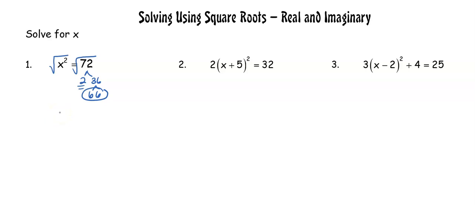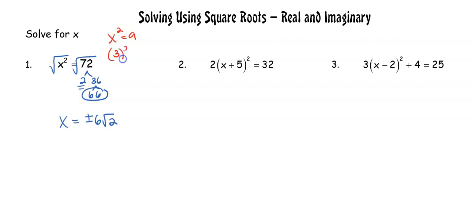Now, though, when I'm solving for this, there's something a little bit extra that we need to add in. This becomes x equals plus or minus 6 root 2. When we are solving by square roots, we need to add in that positive negative. Because when I was going to square this number, let's use an easy example, x squared is equal to 9. I don't know what number this is. This is an unknown value.